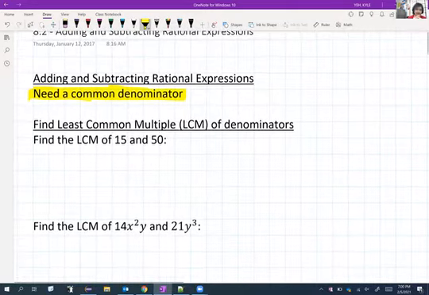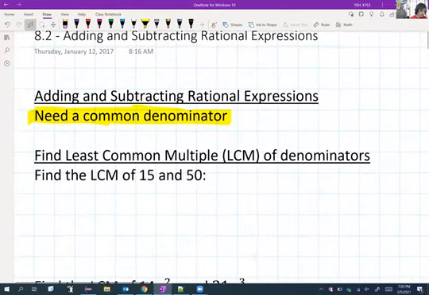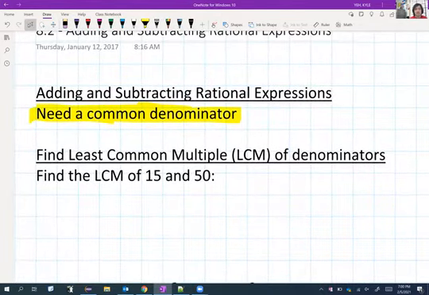That should be pretty ingrained in your head by now. So before we get to seeing some actual adding and subtracting problems, I want to talk a little bit about the LCM, least common multiple, of two expressions. To start, we're going to just look at numbers. Find the least common multiple of 15 and 50.